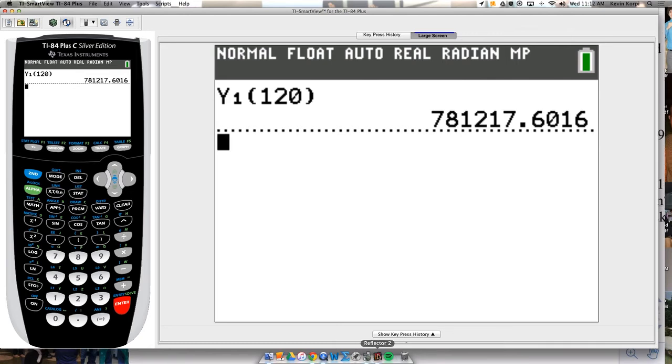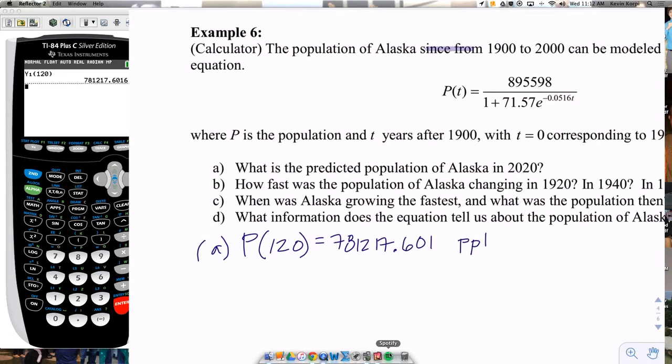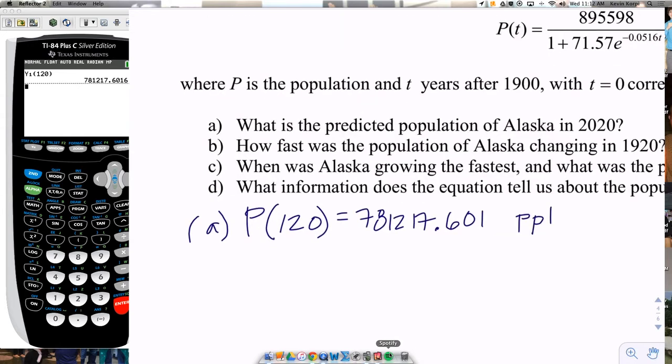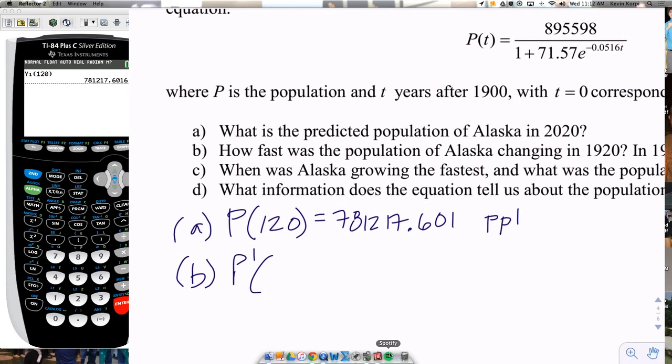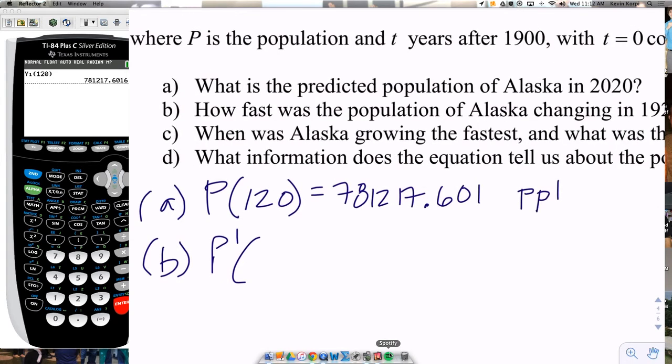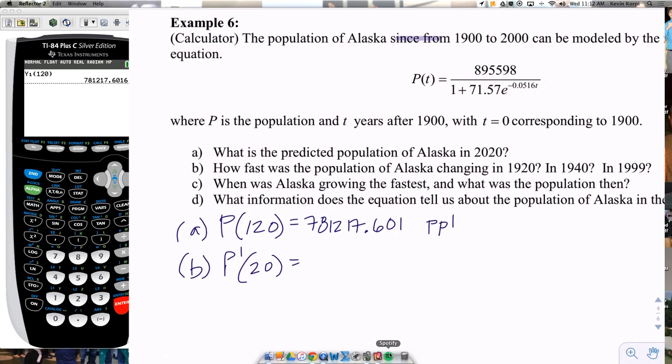Okay, how fast was the population of Alaska changing in 1920? This is a calculator question. How fast was it changing at that moment in time, at 1920? Are we looking for the P value or the what? P prime. So we want P prime of, now 1920 corresponds with what value of T? 20. Do you need to take the derivative by hand and then plug in the 20? No. On a calculator portion, all you have to do is show P prime of 20.